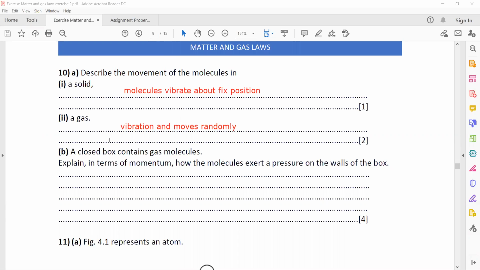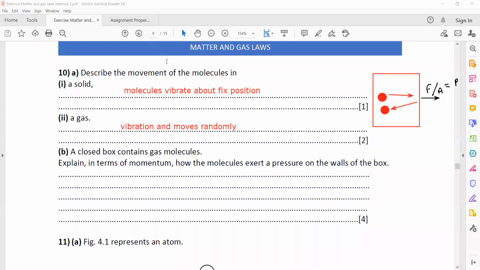Next question, a closed box contains a gas molecule. In terms of momentum, how do the molecules exert pressure on the wall? So basically you have a container which is filled with a gas. These gas molecules are moving randomly. The gas molecules are continuously changing direction. So when the gas molecule changes direction, there is a change in momentum. And due to the change in momentum, they exert force on a specific area or unit area. The force on unit area will create a pressure.